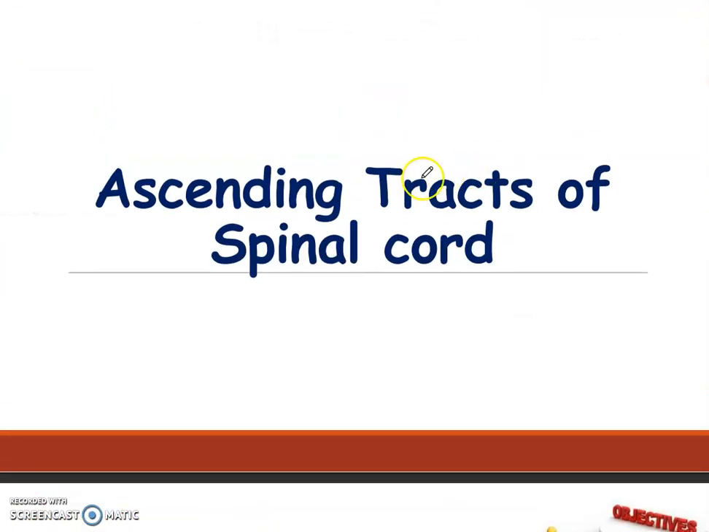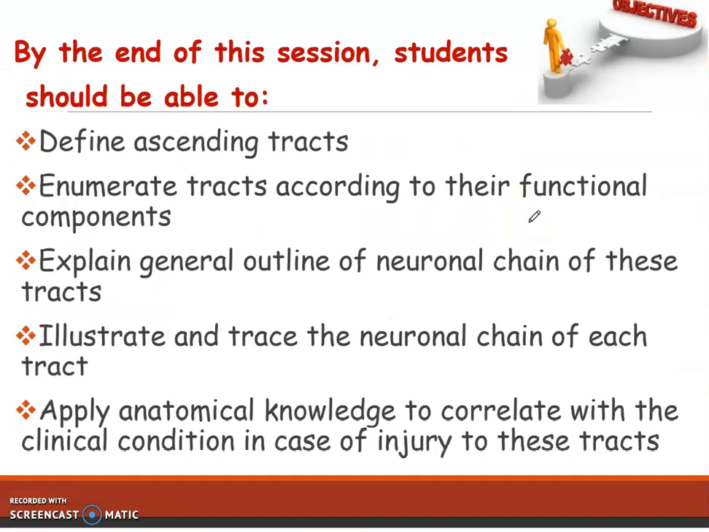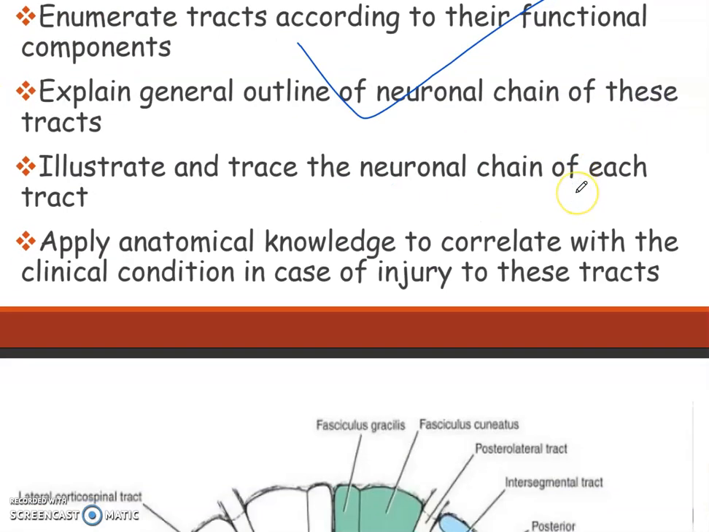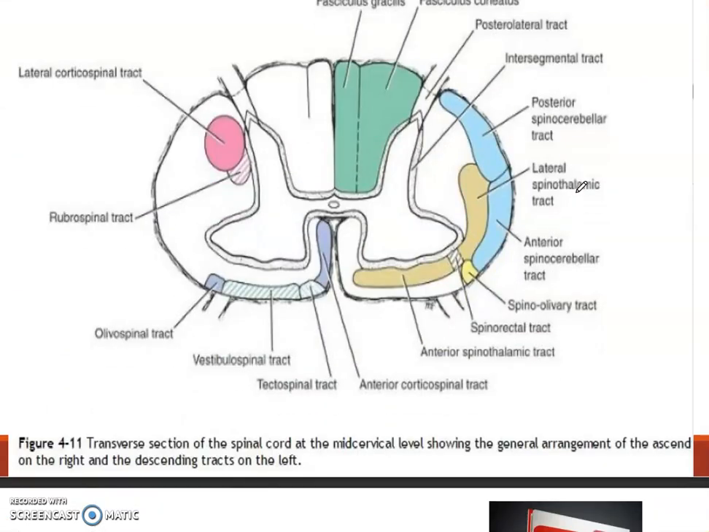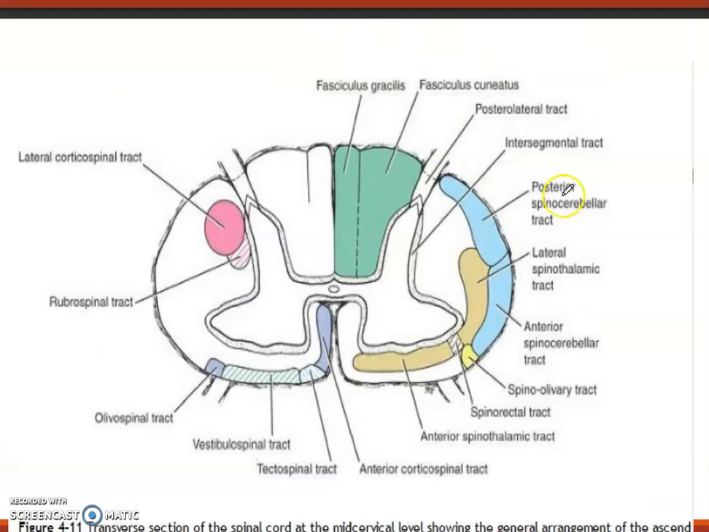So we are going to discuss the ascending tracts of the spinal cord. Ascending means going up, and tracts are the paths which are carrying information from the body up to the brain through the spinal cord. And by the end of the session, these are some learning objectives, and we are going to generally see the ascending tracts of the spinal cord.